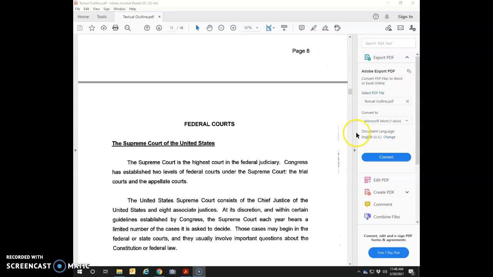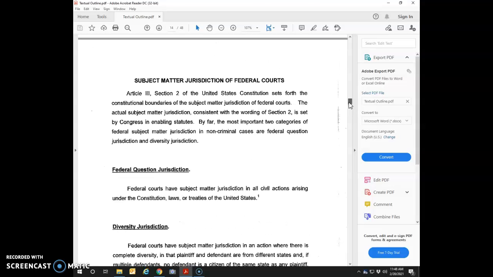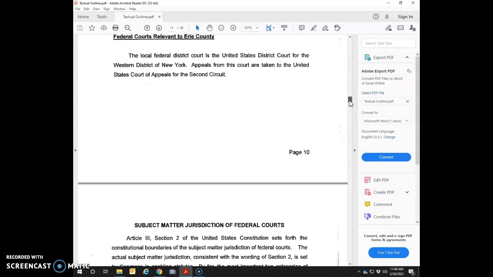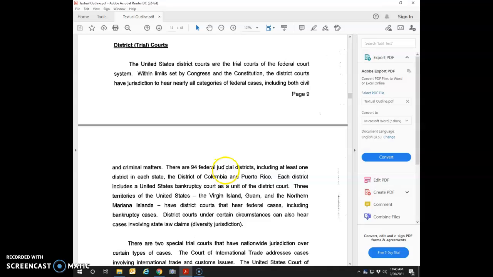First, the federal courts. I start out with the Supreme Court, but let me go from the bottom up. We have our district courts, and those federal district courts are really the entry-level courts in the federal system. That's why I wanted to start with them. We have 94 federal judicial districts. We have at least 1 district in each state, as well as in the District of Columbia and Puerto Rico.